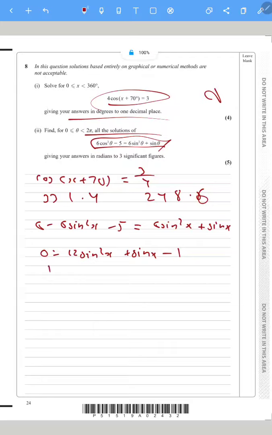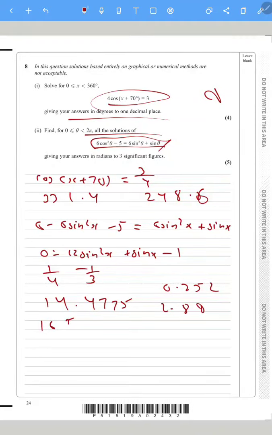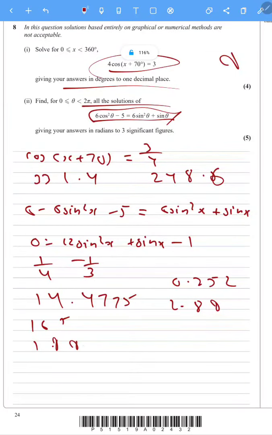So that is a quarter, and that is minus a third, so that means that we will be getting those answers. I'll substitute in a quarter, so that is 14.4775 divided by 180 over pi, 0.252. Then sine that, 180 minus answer, 165 divided by 180 over pi, 2.89, and then inverse sine minus 1 over 3 times minus 1, 180 plus answer, 1.99. I think I've got this.